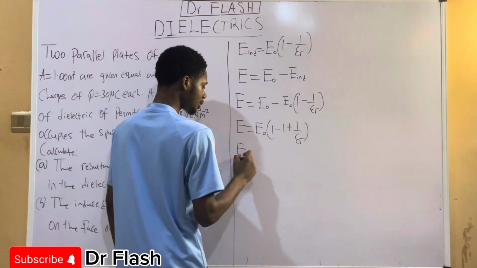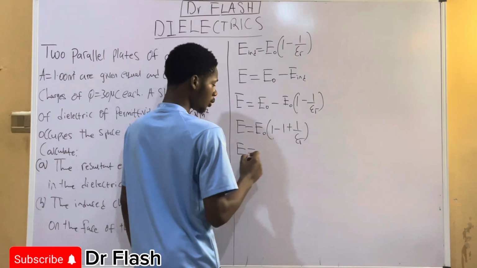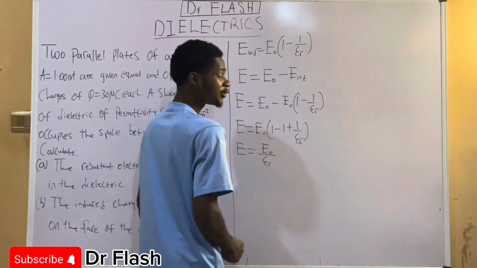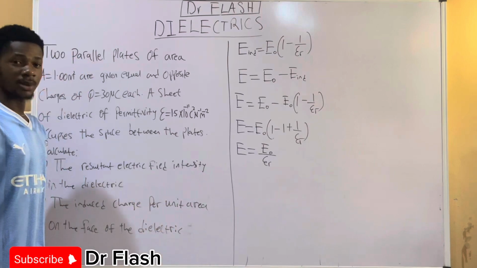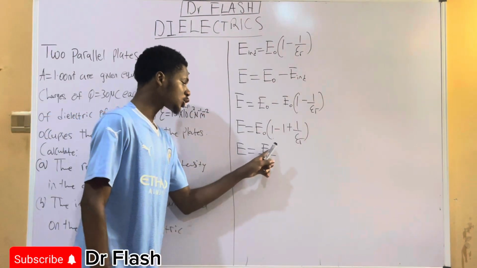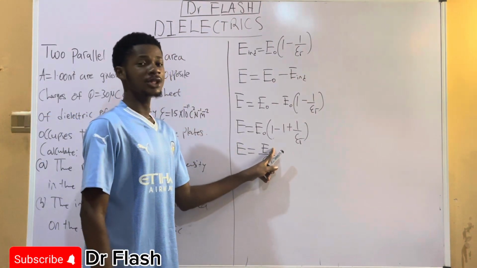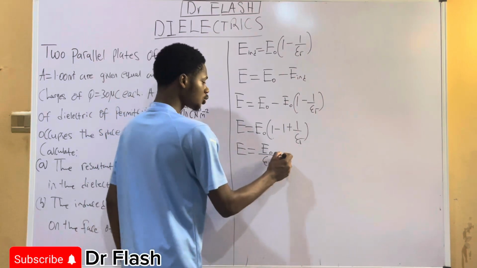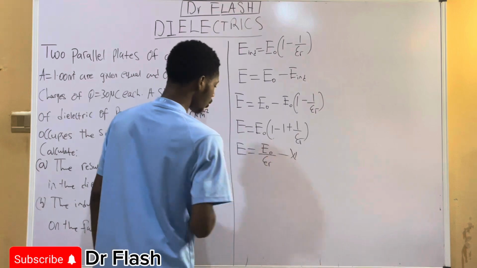So it simply means that the net electric field which we are looking for is equal to the initial electric field divided by the relative permittivity. This is what it simply means. But we have to first solve for the initial electric field intensity, E naught, and then we'll substitute. So I'm going to take note of this equation, then solve for E naught first.